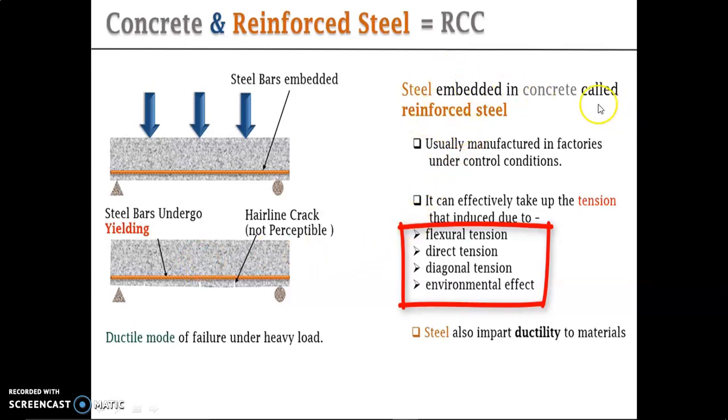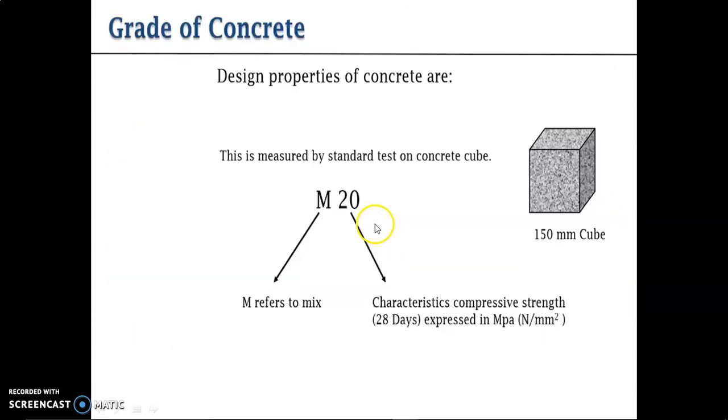Steel embedded in concrete is called reinforcing steel, and this steel is usually manufactured in factories under controlled conditions. It can effectively take up the tension induced due to flexural tension, direct tension, diagonal tension, and environmental effects. Steel also imparts ductility to the material. It means if we provide reinforcement and apply loading, this beam deflects up to a certain mark. So steel also provides ductility to the material.